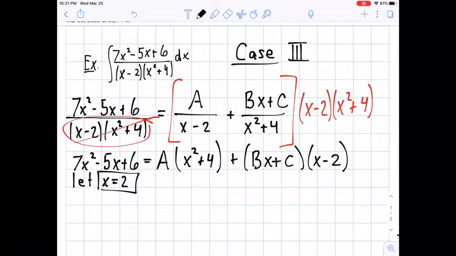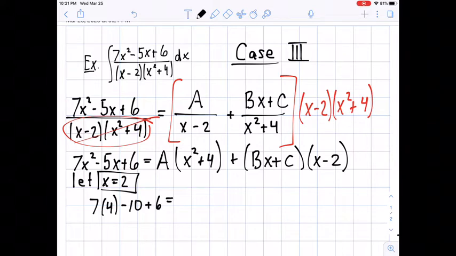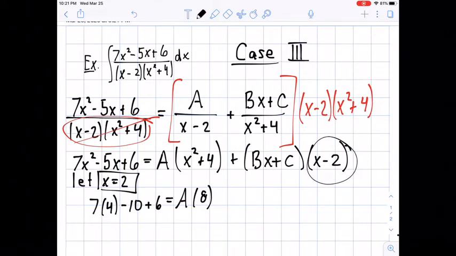that means on the left hand side we're going to have 7 multiplied by 4 minus 5 multiplied by 2 plus 6. And on the right hand side we're going to have a multiplied by 2 squared, which is 4 plus 4, which is going to be 8. And then we have the bx plus c term. We know already that this x minus 2 term is going to be 0 if x is 2, so that's going to just disappear. So we have 8a on the right hand side alone.